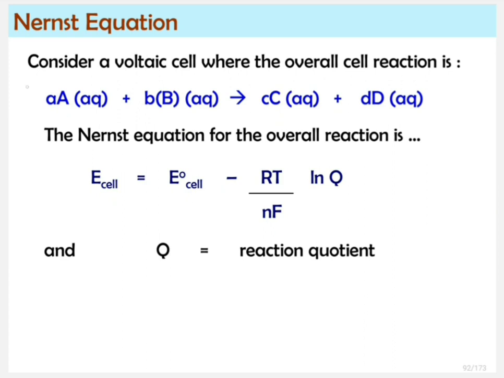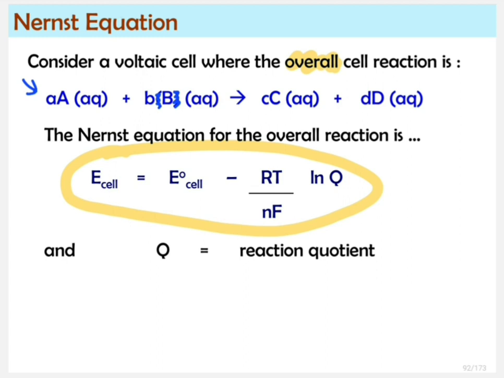So let's say we have this as our overall cell reaction. Okay, sorry, ni B ni dalam kurungan pula, so kurungan tu tak ada sebenarnya. Alright, so we have A react with B, produce C and D. Semua tu dalam aqueous phase. So the Nernst equation kita tahu tadi kita belajar, this is the Nernst equation, dan sekarang kita nak tengok Q tu apa. So actually Q is a reaction quotient.